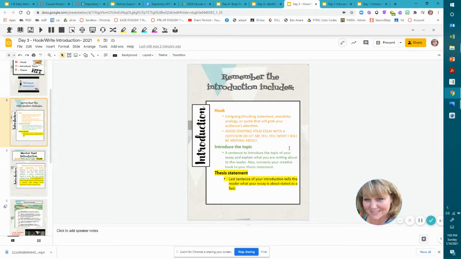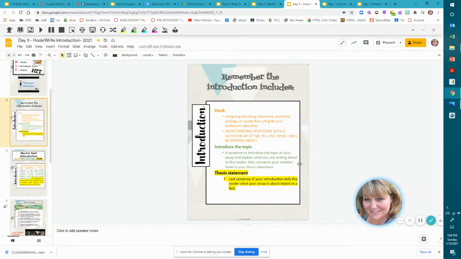Always avoid starting your essay with a question, and never ever say, "Let me tell you what I will be writing about." You are not giving a speech. You're not going to say, "Today I'm going to tell you." No. When you're writing an essay, you're writing a paper. Your audience knows that you're telling them. You don't need to tell them that you're telling them. So avoid doing that.